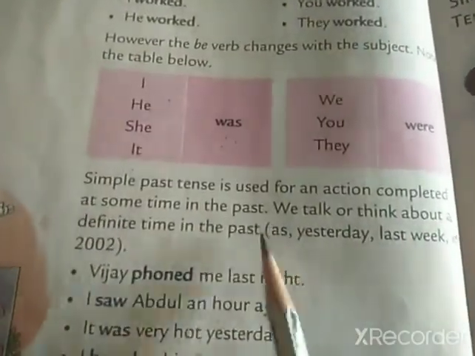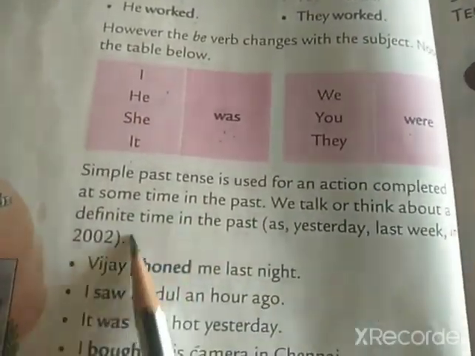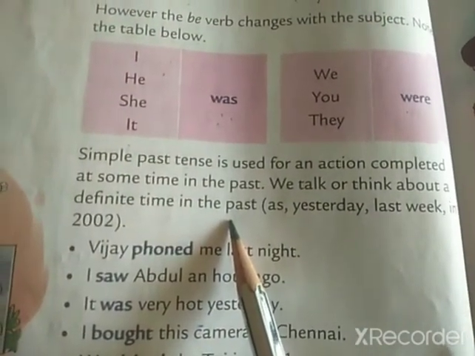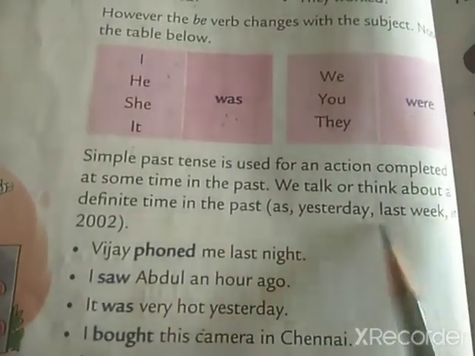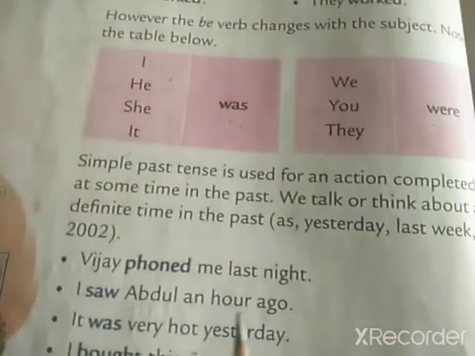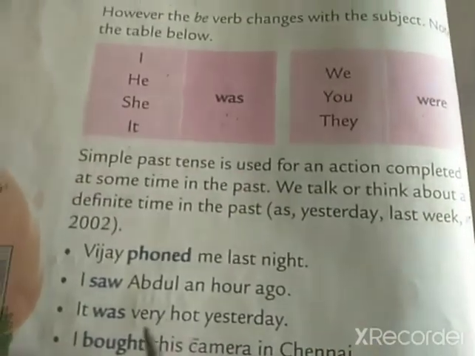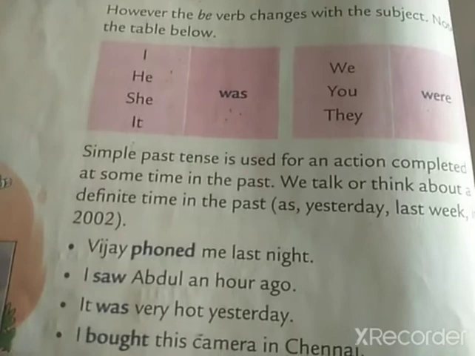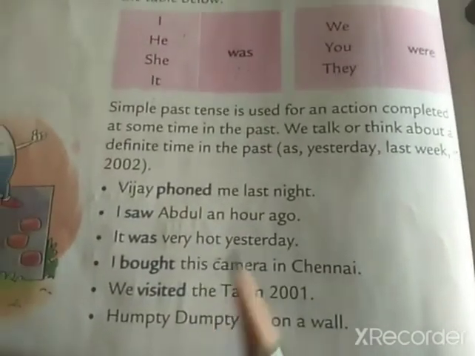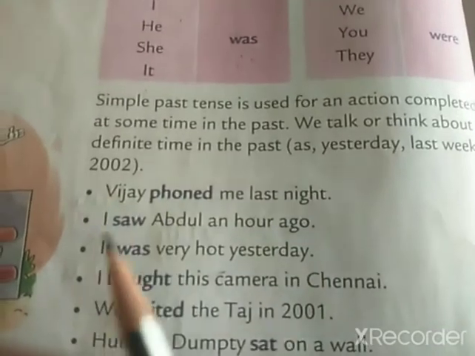Children, we talk or think about a definite time in the past. Sometimes we talk about a thing in the past, yes. For that we use words like yesterday, last week, in 2002. For such kind of sentences, we will come to know that they are in the simple past form. So, for that we will use the past form of the verb. So, we will see the examples which are there in the textbook.